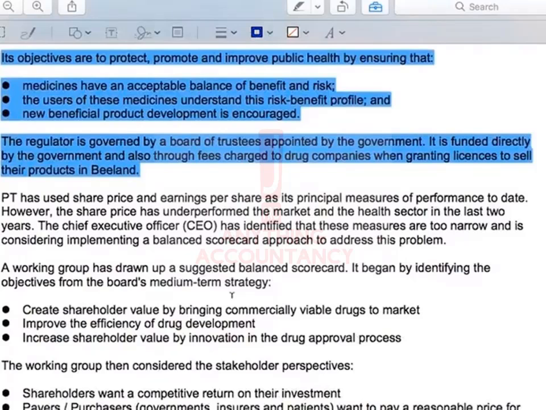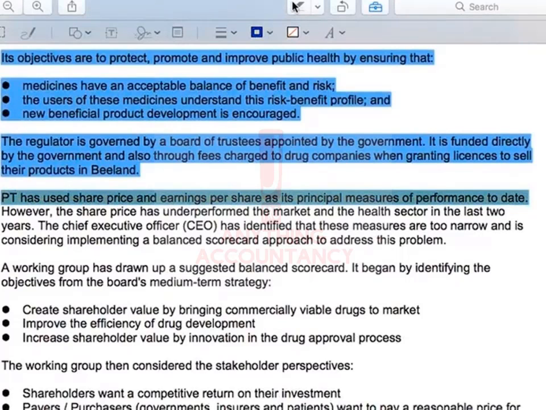PT has used its share price and EPS as the principal measure to date. So they have been using this all this while. Are you clear now? All this while the company used that. Okay. Now, however, share price has underperformed the market and the health sector in the last 2 years. That kind of indicates that the company's performance is bad. The Chief Executive has identified that these measures are too narrow and is considering implementing a balanced scorecard.